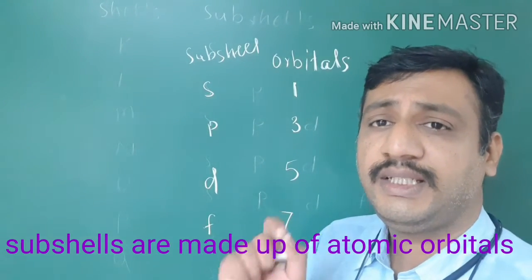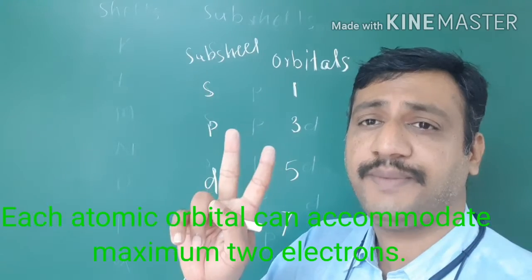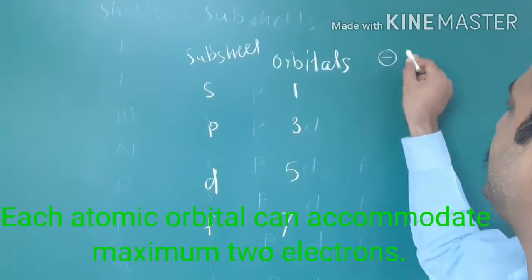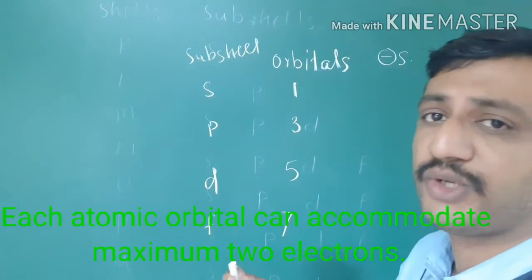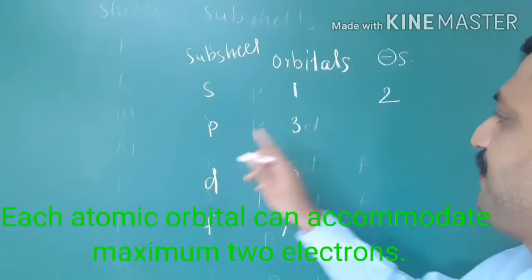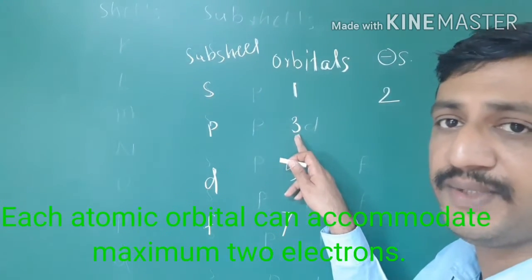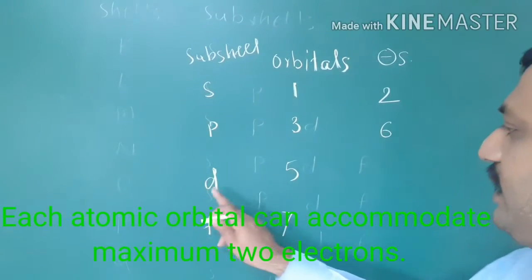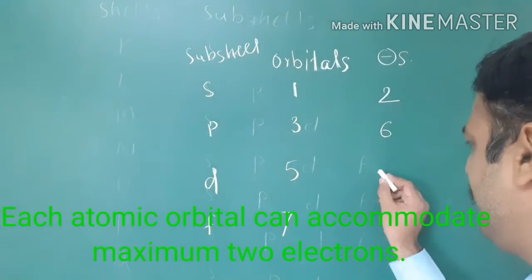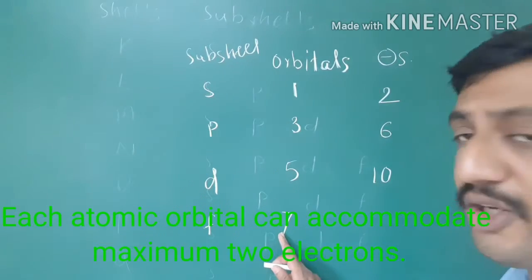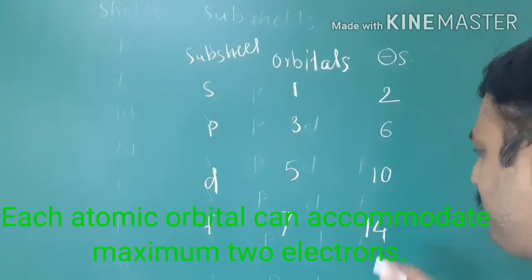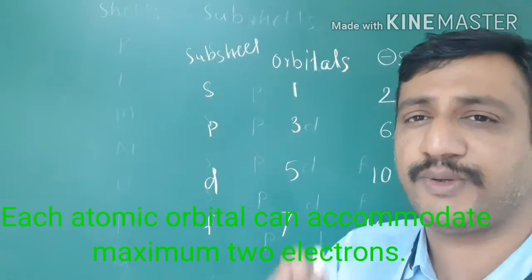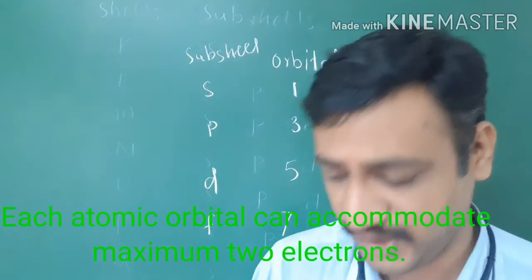Okay, each orbital can accommodate maximum 2 electrons. It means the total capacity of the S subshell is 2 electrons. P subshell is made up of 3 orbitals and each orbital can accommodate maximum 2 electrons, means 3 into 2, 6. Here D subshell can accommodate 10 electrons, F subshell can accommodate 7 into 2, 14 electrons. So this is a very basic fundamental thing. Shells are made up of subshells, subshells are made up of the atomic orbitals.